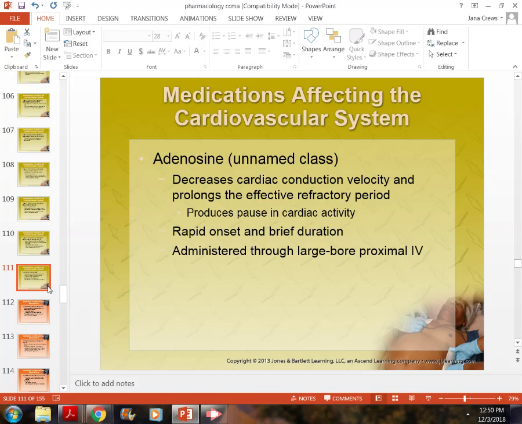What it does is it will stop and restart the heart quickly. You can only give that a couple of times, and then you have to move on to external cardioversion. But that's chemical. It's used in chemical cardioversion. It doesn't necessarily have a class. It decreases cardiac conduction and velocity and prolongs the refractory period before it starts. So like I said, it causes a pause in cardiac activity. It literally stops the heart for anywhere from 10 to 30 seconds, and then it picks back up, and hopefully when it restarts, it's in a normal rhythm.